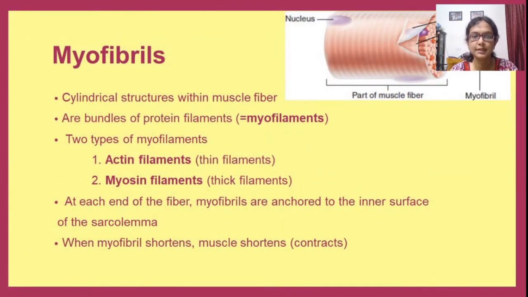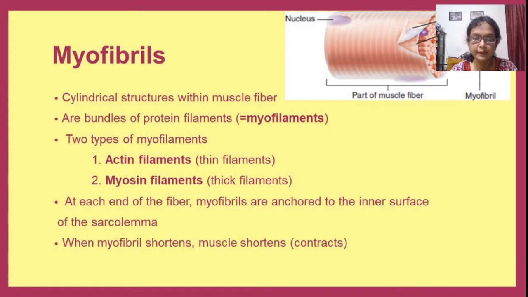Now these are the myofibrils, the basic unit or the smaller portion of skeletal muscle. These are cylindrical structures. I will show you the picture again. Basically two types of protein filaments are known in myofibrils. Two types we can find: actin filament or thin filament, and myosin filament or thick filament.